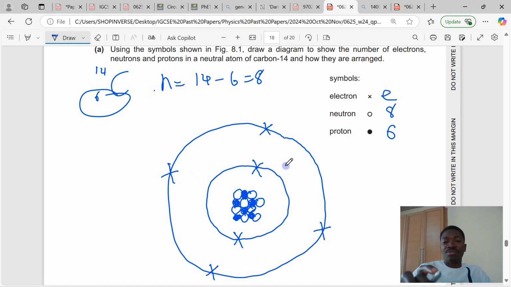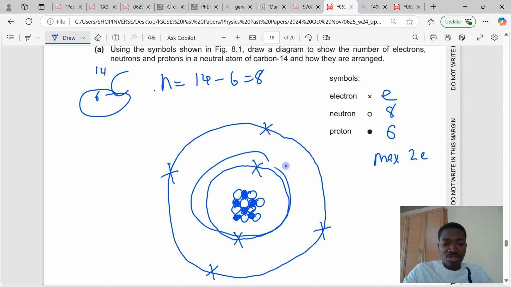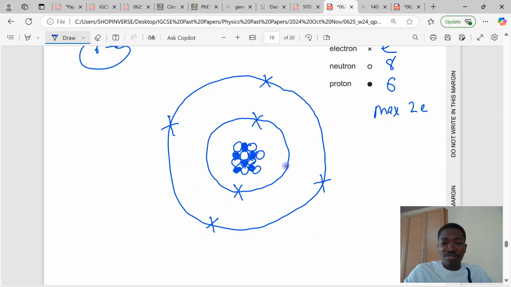Don't forget, you should also apply your knowledge of chemistry to this. The first electron shell can take a maximum of 2 electrons. That's why the first shell has 2 electrons. And then the next shell takes the remaining 4.